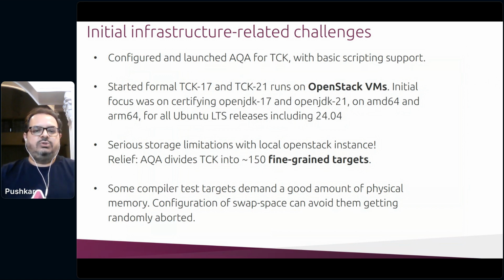The initial focus was on certifying 17 and 21 on AMD64 and ARM64 for all Ubuntu LTS releases, including 2404. This was during the development cycle for 2404. We had targeted certification of our OpenJDK 17 and 21 packages on AMD64 and ARM64 for Ubuntu 2004, Ubuntu 2204, and Ubuntu 2404. What we were faced with initially was a very serious storage limitation on our local OpenStack instance. Again, this was crazy.